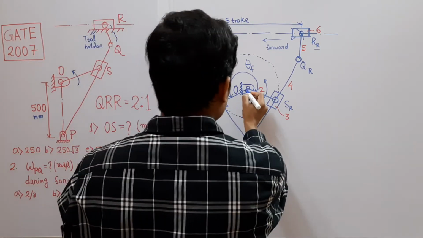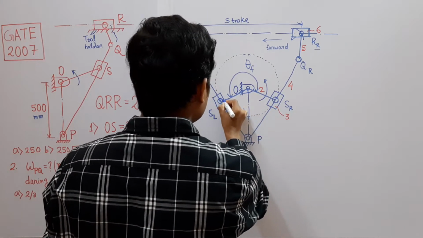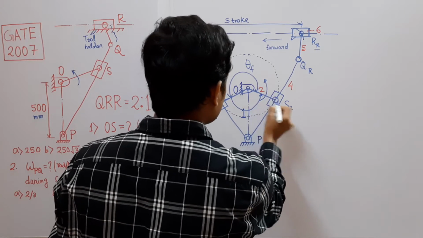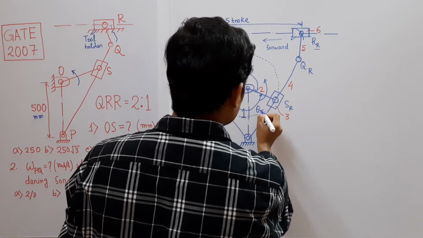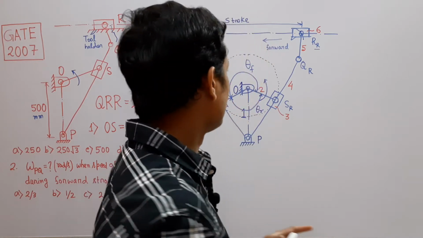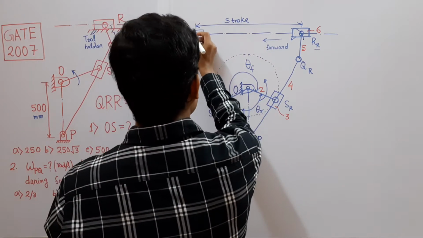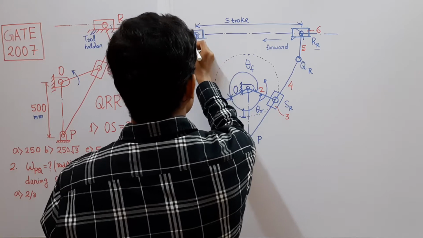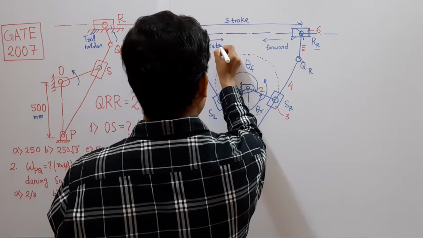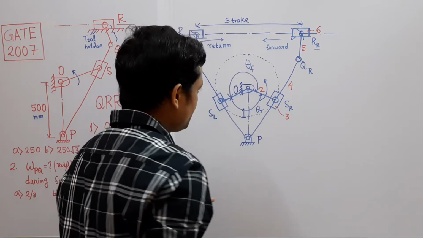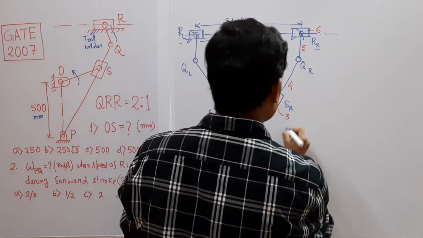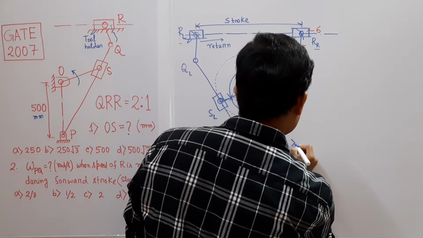Similarly, the crank moves from OSL to OSR, and this is the angle traveled by the crank during the return motion, and the corresponding motion of the tool holder is from RL to RR. So this is my return. Now look here carefully: theta F is greater than theta R.